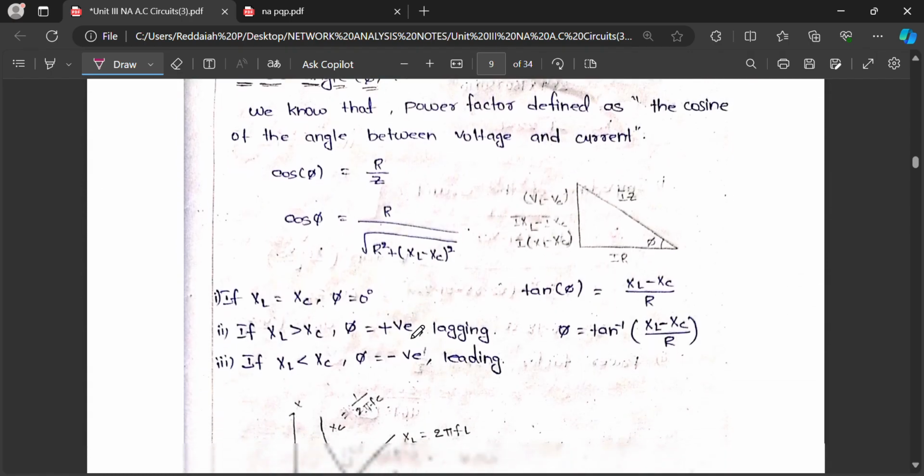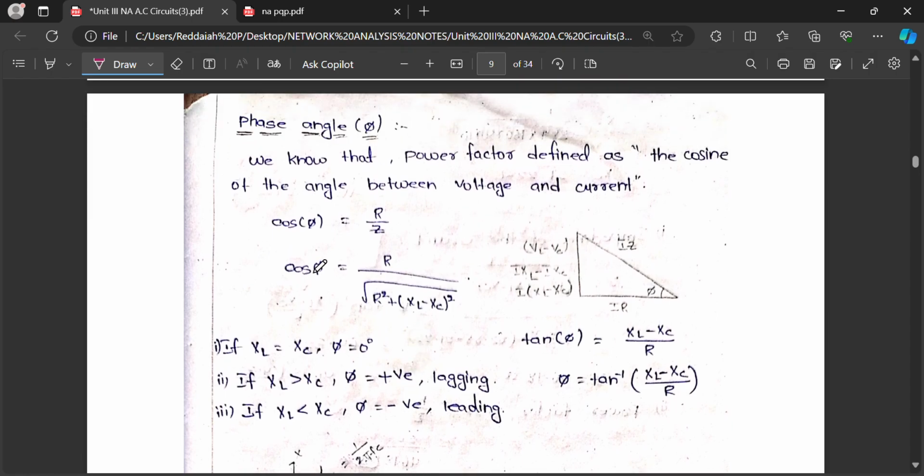Next is phase angle, cos phi. We know that power factor is defined from the angle between voltage and current. So what is the phase angle? That is the angle between voltage and current. What is the angle? That is called the phase angle.